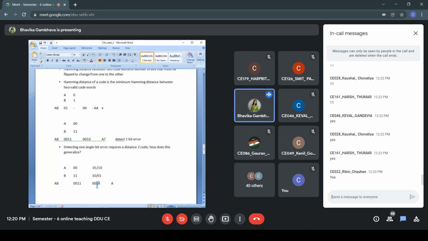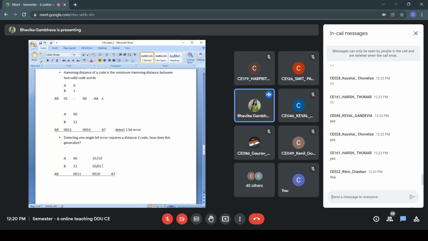So when 10 is received at the receiver, it will not be able to confidently say whether it was B or it was A, because in both the cases 1 bit error leads to this code. So here we are confused, we cannot detect it. So that means we cannot correct it, right? I can detect that there is an error, but I cannot correct whether it was A or B. I'll not be able to know what was the original message transmitted.